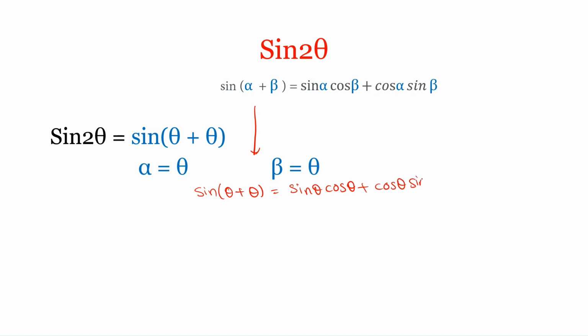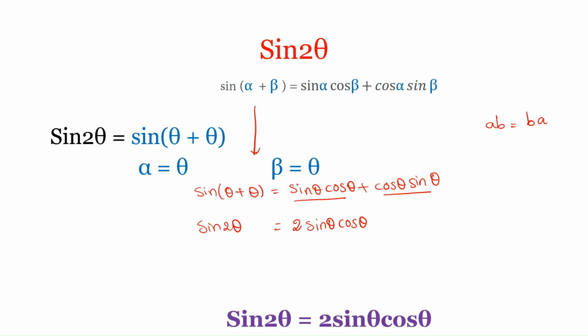Sin theta cos theta plus cos theta sin theta. Now this first term and second term, if we see this, it is like AB and BA. We know that AB is equal to BA. That is the property of multiplication. Using that, we can tell that these two terms are the same. When we add two similar terms, we can write it as 2 times the term, that is 2 sin theta cos theta. So this sin 2 theta can be written as 2 sin theta cos theta.